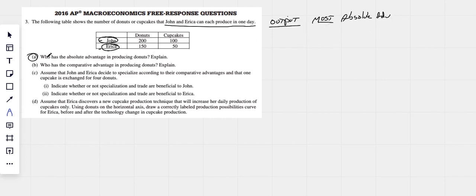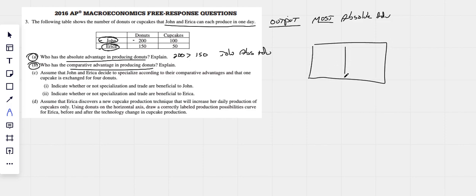So the first question is, who has the absolute advantage of producing donuts? We can see that John produces 200, which is greater than 150 produced by Erica. So John has absolute advantage. Who has comparative advantage of producing donuts? To find comparative advantage, we have to do the math, right?